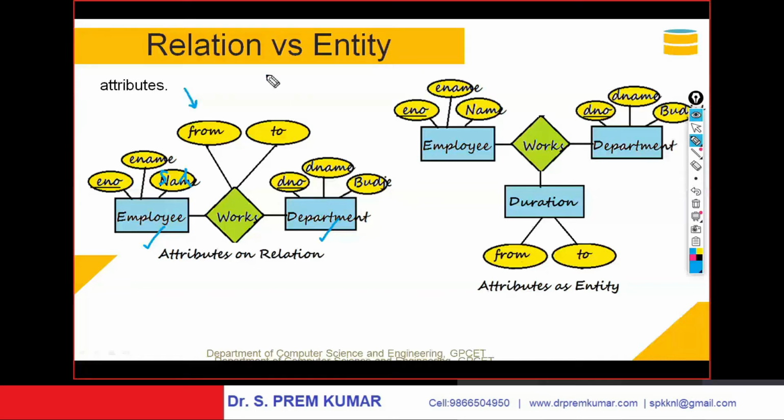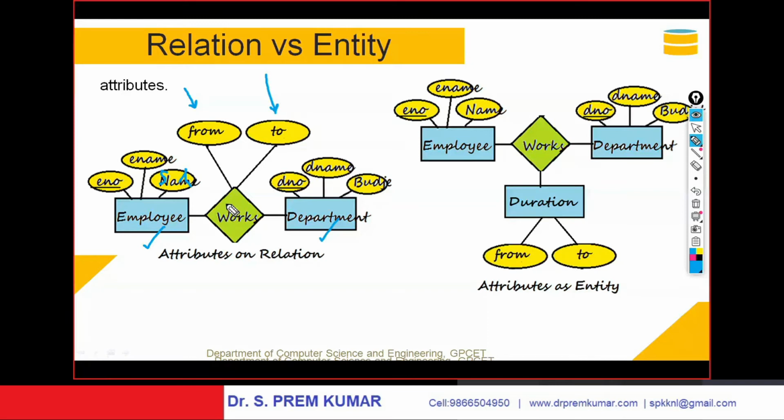The employees are working from so and so date to so and so date for so and so department. In other words, in the reverse direction, this department utilized the services of the employee from so and so date to so and so date. This means from and to are required for the department as well as the employee. And hence I'm putting these attributes on the relationship set.